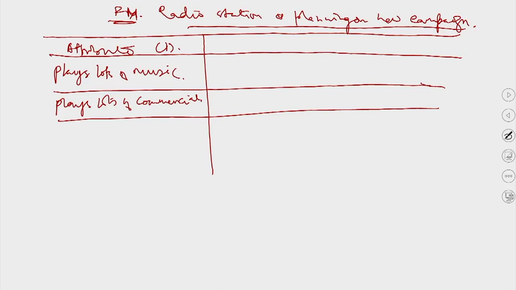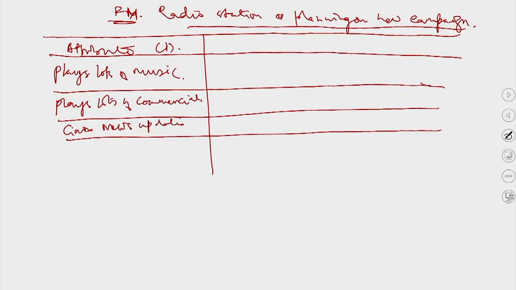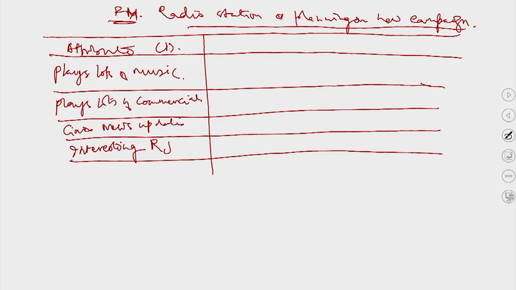The third key attribute is that it gives news updates. How much do people believe that news updates are given by this radio station? And how interesting is the RJ, which is the radio jockey? So I have considered four key attributes about this radio station, and I want to know what people think about it, what the people's attitude is towards these key attributes of the radio station.